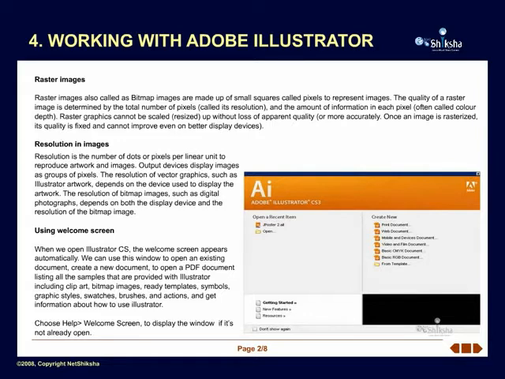Using the welcome screen. When we open Illustrator CS, the welcome screen appears automatically. We can use this window to open an existing document, create a new document, or open a PDF document listing all the samples that are provided with Illustrator, including clip art, bitmap images, ready templates, symbols, graphic styles, swatches, brushes, and actions, and get information about how to use Illustrator. Choose Help and then choose Welcome Screen to display the window if it is not already open.